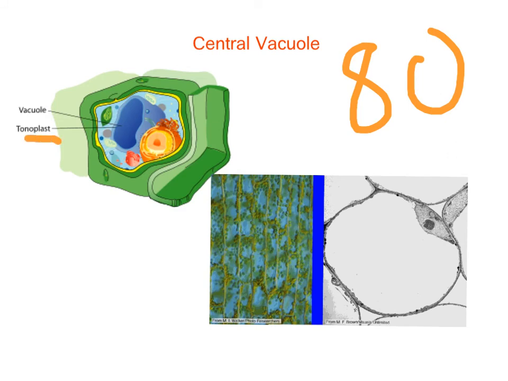The tonoplast is the cytoplasmic membrane surrounding a vacuole, separating its contents from the cell's cytosol. The central vacuoles regulate pH as well as the rigidness of the cell. As you can see, the central vacuole of a plant cell pushes all of the other organelles up against the cell wall. As water diffuses into the vacuole, it becomes larger.